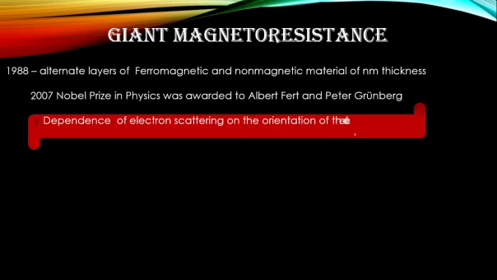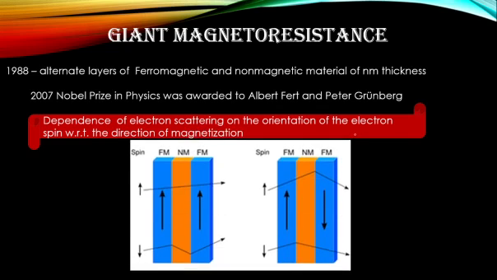There is a dependence of electron scattering on the orientation of the electron spin with respect to the direction of magnetization. For example, let us consider a material with a spin-up electron approaching it. The alignment of the electron and the alignment of the film are the same. So this electron will not undergo any scattering and will move on to the next layer. There also it doesn't undergo any scattering, and you'll get a better flow of electrons.